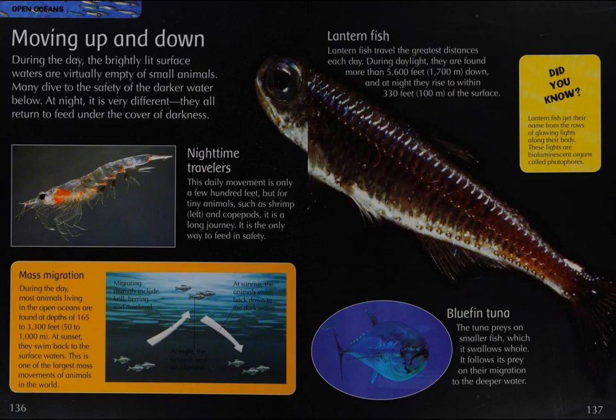Lanternfish. Lanternfish travel the greatest distances each day. During daylight, they are found more than 5,600 feet, 1,700 meters, down, and at night they rise to within 330 feet, 100 meters, of the surface. Did you know? Lanternfish get their name from the rows of glowing lights along their body. These lights are bioluminescent organs called photophores. Bluefin tuna. The tuna preys on smaller fish, which it swallows whole. It follows its prey on their migration to the deeper water.